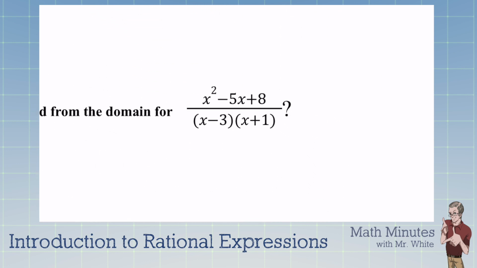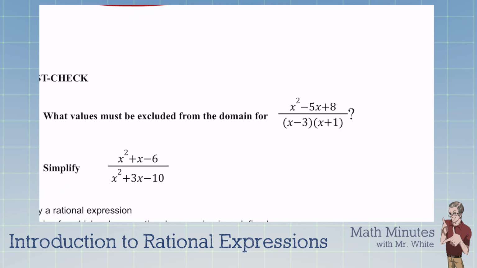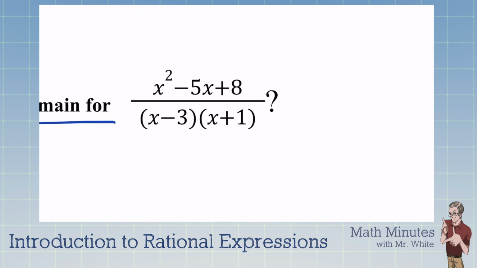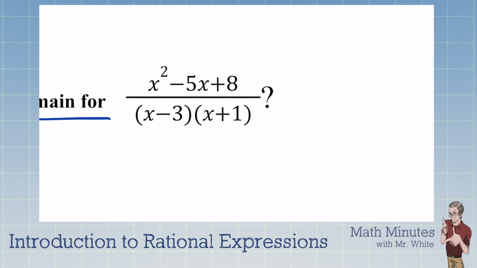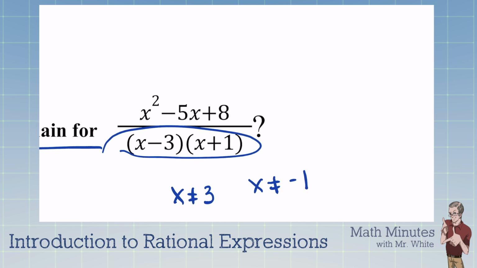What values must be excluded? It says, what values must be excluded from this guy right here? What would it be? What do we need to leave out? Well, this denominator can never be 0. So x is never allowed to be positive 3, because that would cause a 0. And x is never allowed to be negative 1.